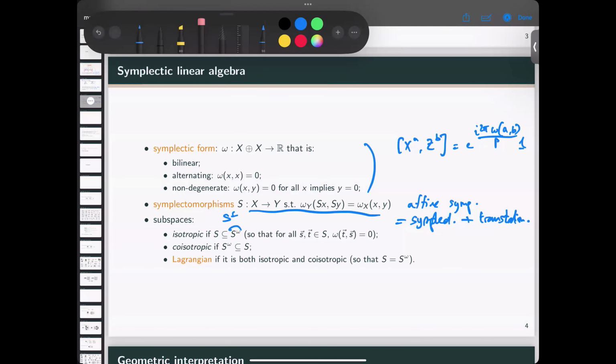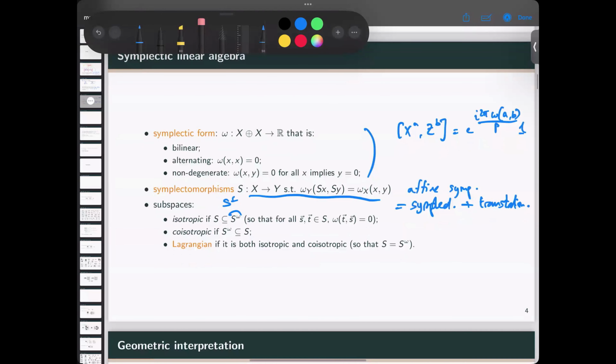And then you can pick out three different types of subspaces. A subspace is isotropic if it's included in its symplectic complement rather than its orthogonal complement. It's coisotropic if its symplectic complement is included in X, and it's Lagrangian if it's both isotropic and coisotropic. I once again can't really think of a good way to motivate this definition beyond this. It's a fairly natural thing to look at when you consider examples from classical mechanics. You can see why this structure should arise.